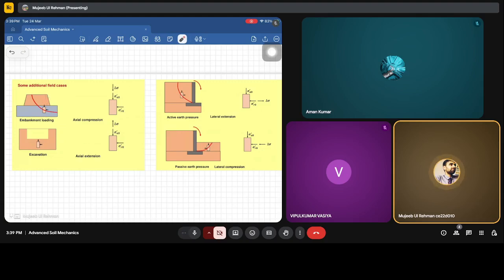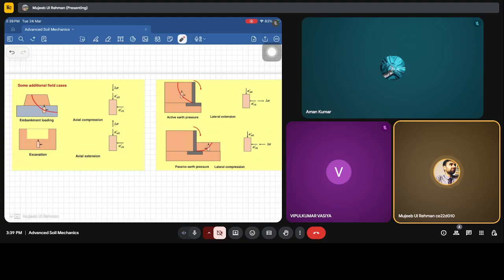Similarly, if we observe the excavation case, there is some initial sigma a naught and sigma r naught. Now due to the excavation, this may decrease. Vertical stresses decrease. Fine. So this is a case of axial extension. Why? Because if sigma a naught is decreasing and this is kept constant, it may be the case that this vertical term may be less than the sigma r naught, as a result of which there may be a kind of squeezing effect in the sample.